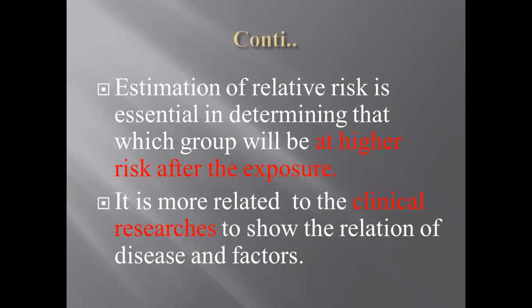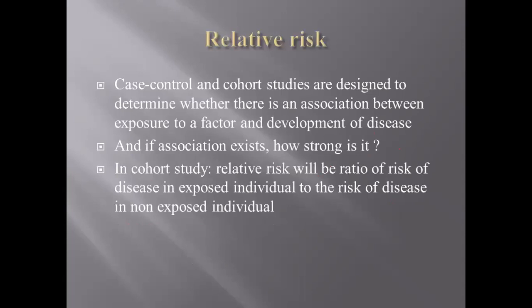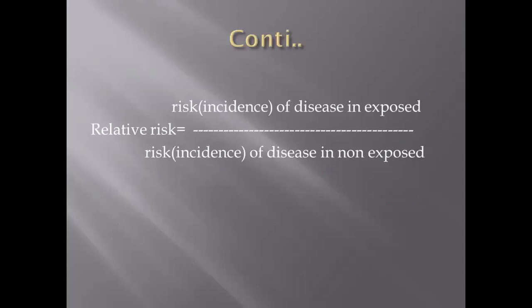It is more related to clinical research to show the relation of a disease and factors. Case control and cohort studies are designed to determine whether there is an association between exposure to a factor and development of disease, and if there is an association, how strong it is. In the cohort study, relative risk is the ratio of the risk of a disease in exposed individuals to the risk of disease in non-exposed individuals. Here's the formula: relative risk is equal to the incidence of a disease in the exposed divided by the incidence of a disease in the non-exposed.